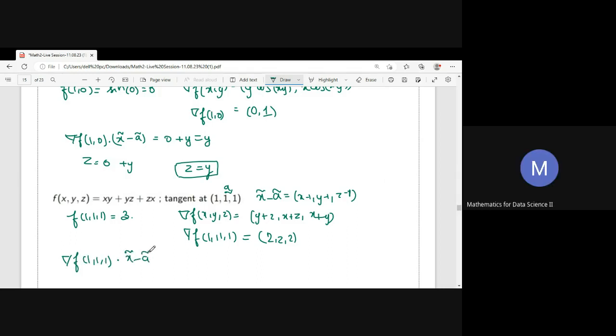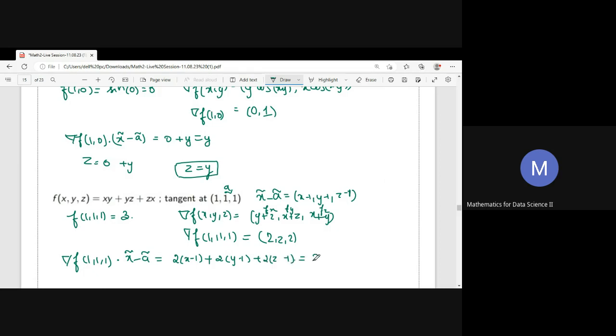x tilde minus a tilde, here it is equal to... Sorry, madam. How did we get this y plus z, x plus z, and x plus y? Partial derivatives, right? fx, fy, fz. Oh, okay. Thank you, madam. 2 times of y minus 1 plus 2 times of z minus 1.